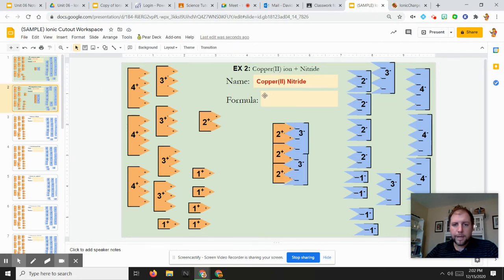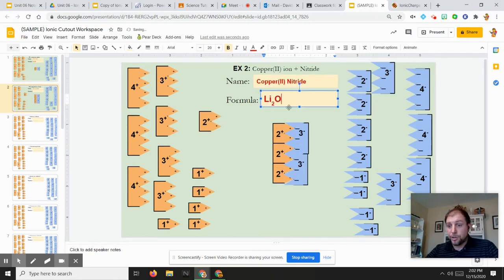That's a trick, by the way, to not have to keep doing subscripts and stuff. So copper is Cu. How many coppers were there? 1, 2, 3. There were 3 coppers. All right. Nitride is just N. How many nitrides were there? There were 1, 2. So it's Cu3N2. That is copper 2 nitride. Okay. I added them together until their charge is canceled.